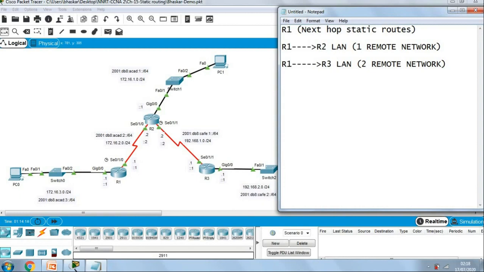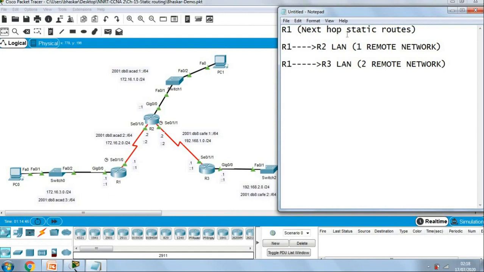So please understand the remote networks and connected networks. If you are confused with this one, please go to my video number 14, the previous chapter module. I already uploaded it in our material, in the NetAcad account. I discussed one topology there, and I spent almost 40 minutes on what directly connected networks are and what remote networks are. Okay. Now I'm going to configure the static routes.